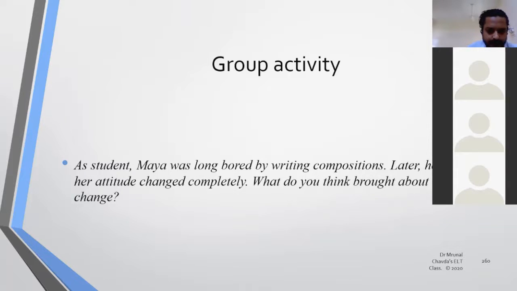Maybe she has started writing about something which is interesting for her now. Okay. So maybe people have started appreciating her writings. That's a good reason. Very good. Maybe she would have read something or come across something which motivated her to write things. That's good. Okay, anything else?